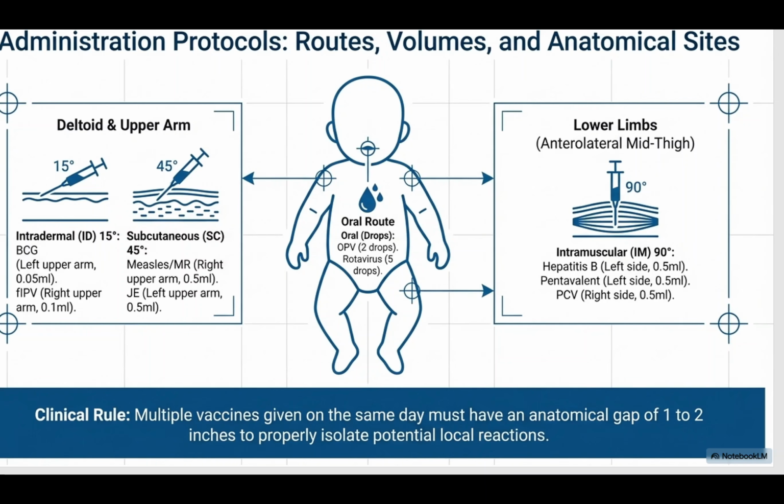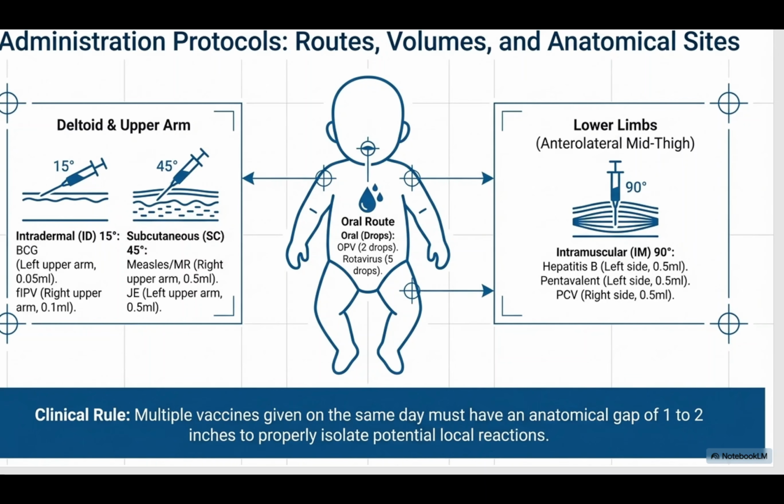The site of vaccination: the oral vaccines are rotavirus and OPV. In the anterolateral thigh, we have two vaccines. Left side hepatitis B or pentavalent, and in the right side it is pneumococcal conjugate vaccine. Intradermally we administer the BCG and fractional IPV. BCG is administered on the left upper arm and fractional IPV on the right upper arm.